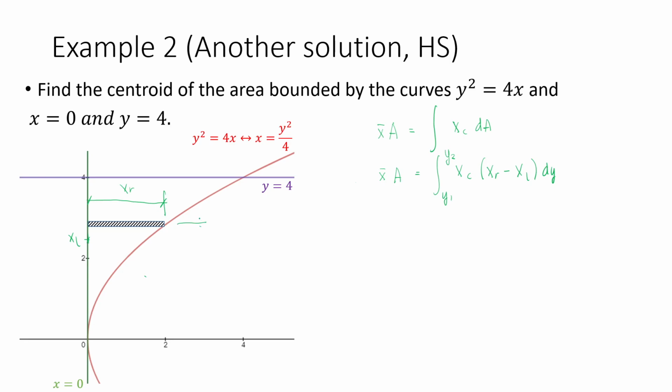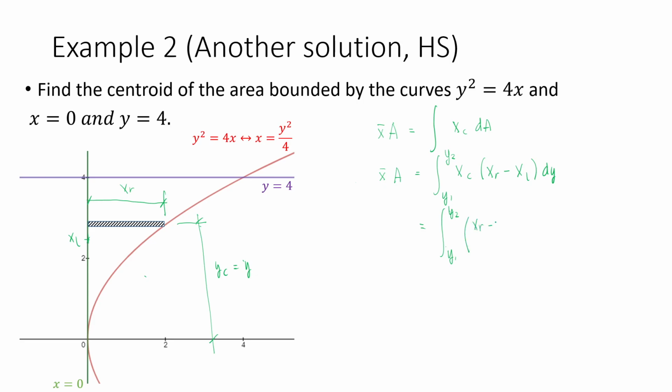For y sub c, it is just y. For x sub c, that would be the average of x right and x left. So notice that there's a shift in our solution, right? When we are using the vertical strip, x sub c is just equal to x. But this time, x sub c is now equal to x right minus x left divided by 2.